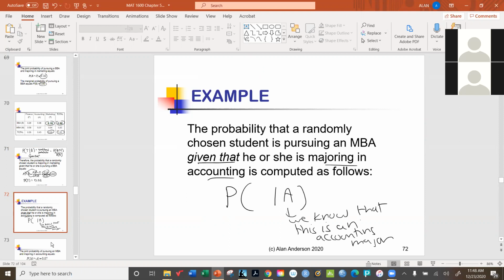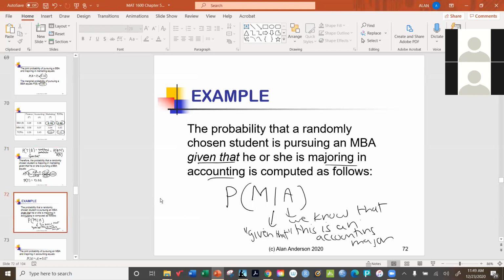With that information in hand, we want to know the probability that they're getting an MBA. Okay, so that's how we start. We want to make sure we're using the notation properly. M given A. And don't forget that little bar means given that. So what do we know? That goes in the denominator. What do we not know? That goes in the numerator.